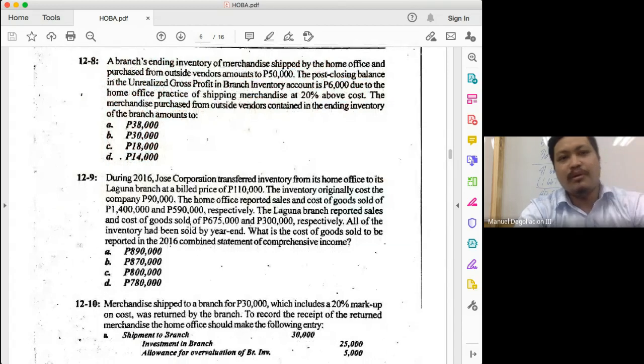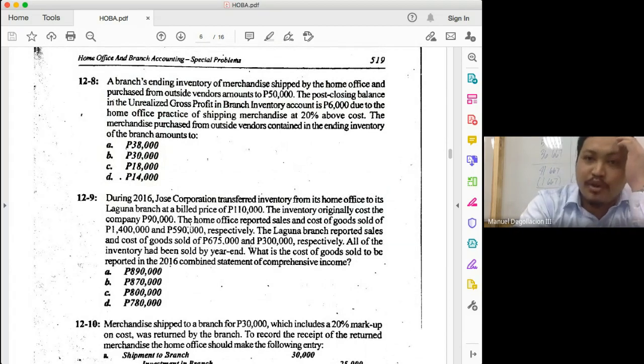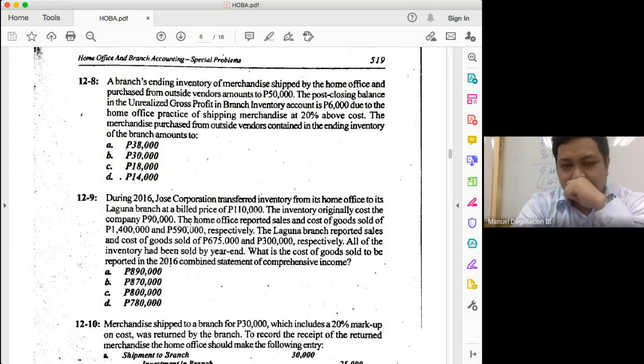Let's proceed to problem 12-8. A branch's ending inventory of merchandise shipped by the home office and purchased from outside vendors amounts to 50,000. Now, problem 12-8 would be somewhat more complicated, class. Why? How is problem 12-8 different from the previous problems we have discussed?